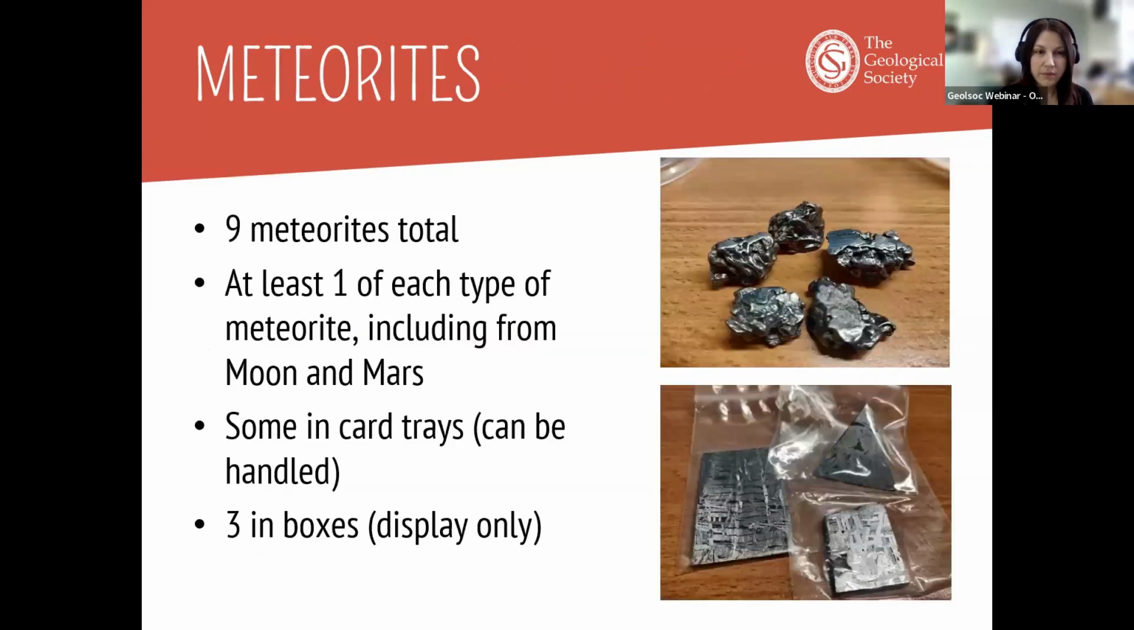So the meteorites, the box contains 9 in total. There is at least 1 of each type of meteorite and it includes Moon and Mars meteorites. All of these are real meteorites, real rocks from space. Children can't quite believe it generally from our experience, so it's good to emphasize that to them. It's very exciting. They're touching something that came from space.